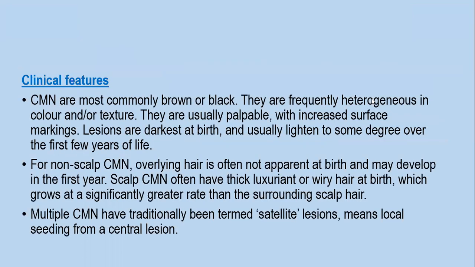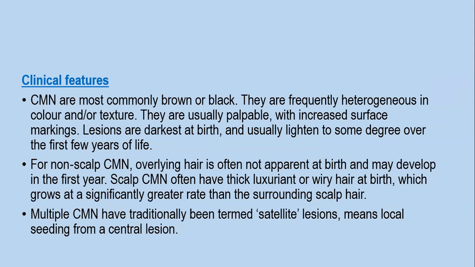Clinical features. CMN are mostly brown or black, frequently heterogeneous in color and texture, usually palpable with increased surface markings. Lesions are darkest at birth and usually lighten to some degree over the first few years of life. For non-scalp CMN, overlying hair is often not apparent at birth and may develop in the first year. Scalp CMN often have thick, luxuriant or wiry hairs at birth, which grow at a significantly greater rate than the surrounding scalp hair. So the scalp hair over the CMN grows more rapidly.